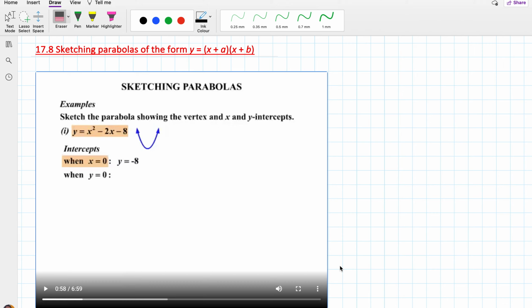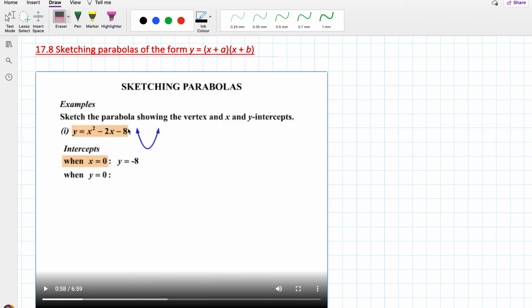Girls, in this video, I'm going to explain a little bit slower some of the concepts that this guy is explaining in Maths Online, okay? So this is related to chapter 17.8, sketching parabolas of the form y equals (x plus a) times (x plus b). Okay, so we have here an equation, y equals x squared, take away 2x, take away 8.